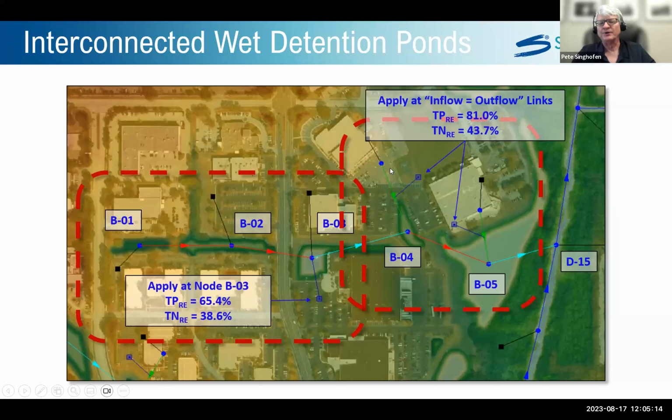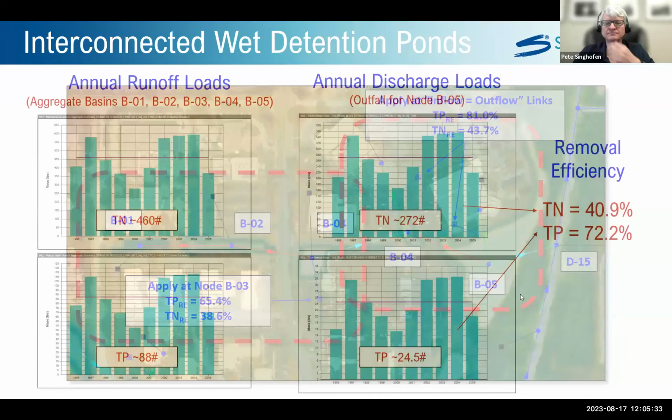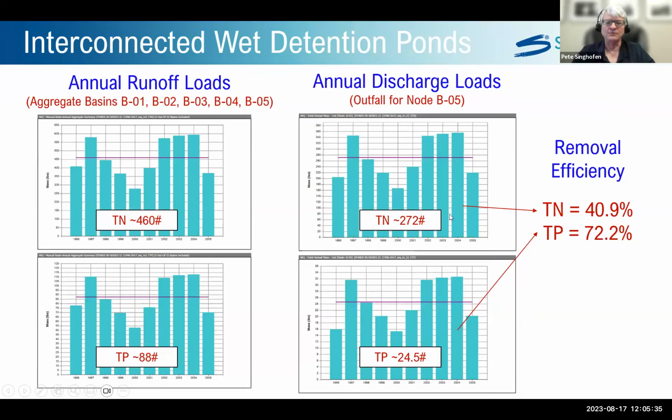And then we set up our ghost nodes for B4 and B5, connect them with the inflow-outflow rating curve link, and then set the removal efficiencies equal to 81% and about 44% for total nitrogen. And then once we do that, we can quantify the removal efficiencies.